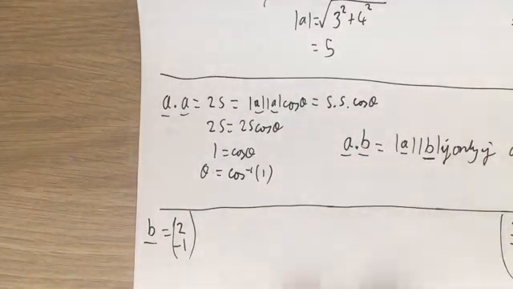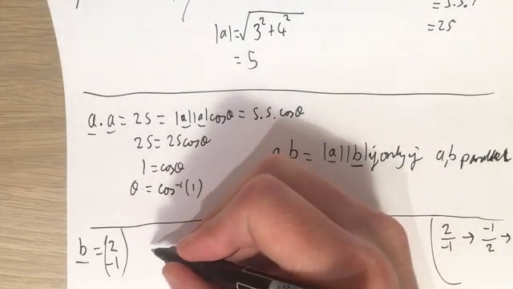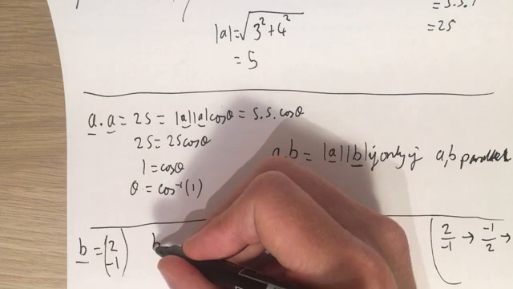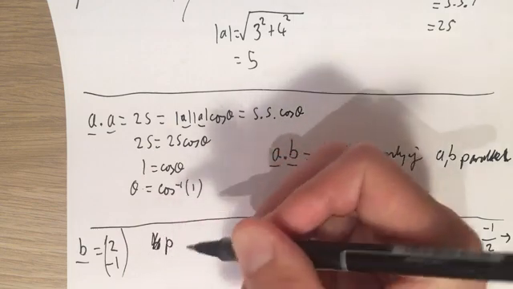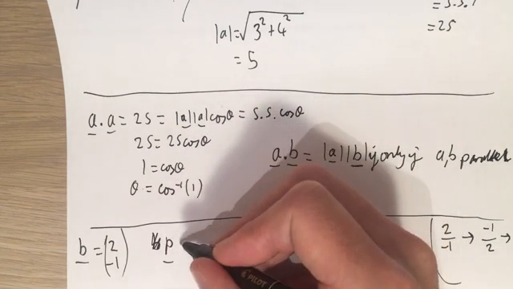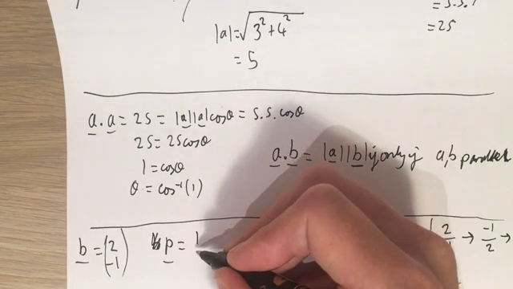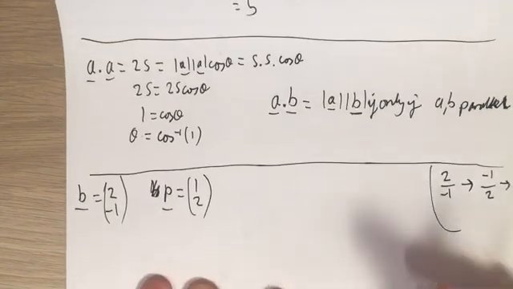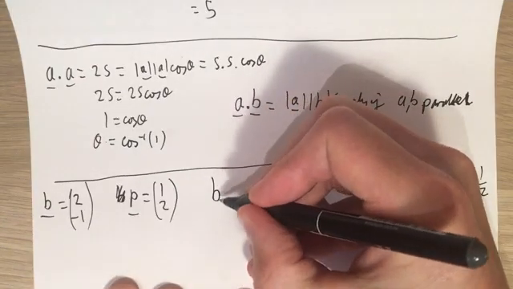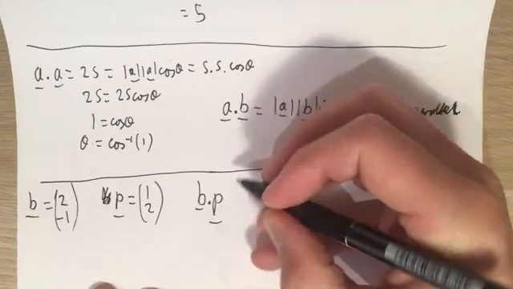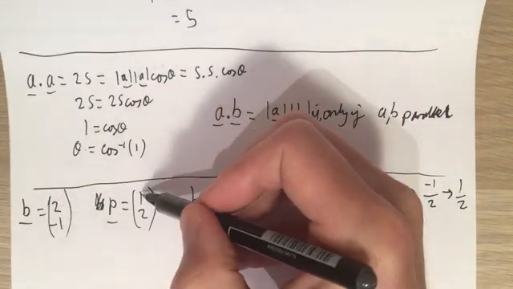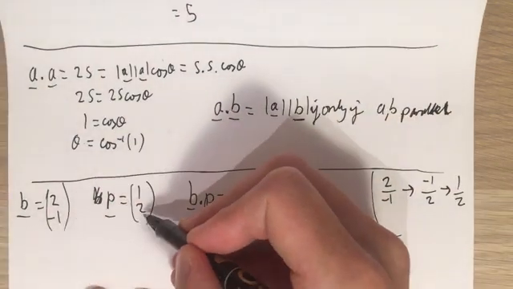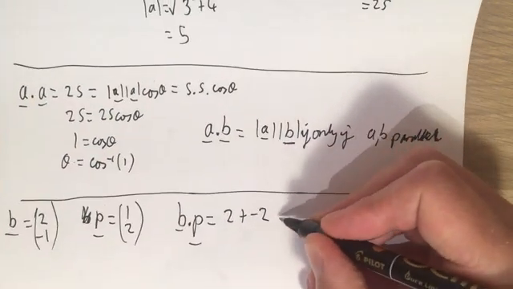Similarly, you don't have to know this by the way, but it gives us something useful. A vector that's perpendicular to B, so let's call it P for perpendicular, is 1, 2 as a vector. So, what do I get if I do B dot P? Well, I do 2 times 1 at the top, which is 2, add minus 1 times 2, which is minus 2, which is 0.